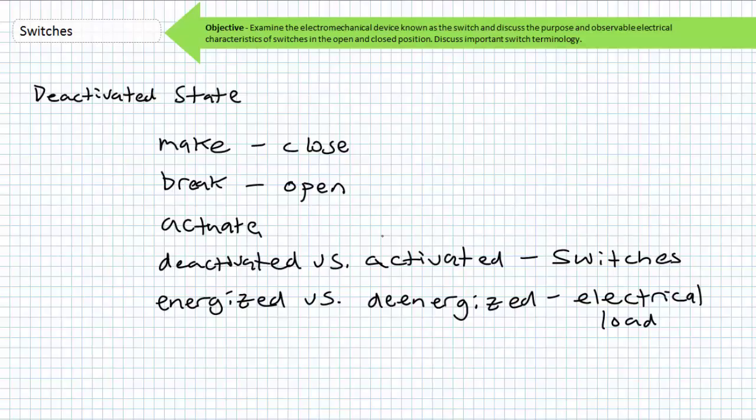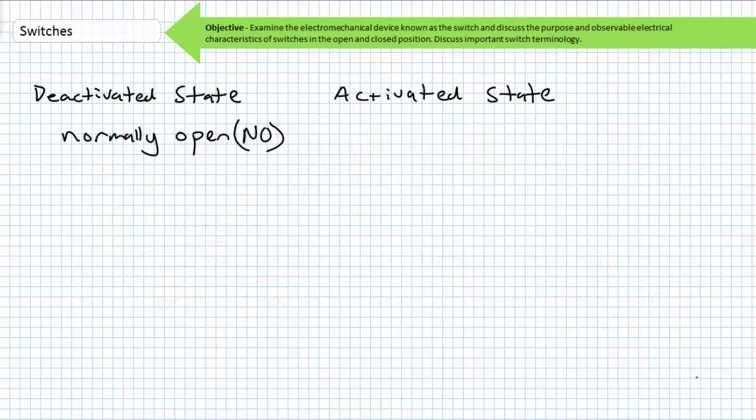Switches are named and drawn in schematics using their natural deactivated state. This brings with it an important distinction. A switch, when it is in its natural deactivated state, can be in one of two normal positions. It could be normally open or normally closed. A normally open switch in its deactivated state, as the name implies, is open. This is its natural deactivated state.